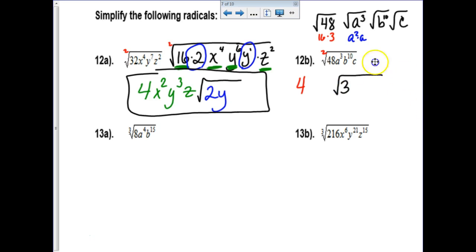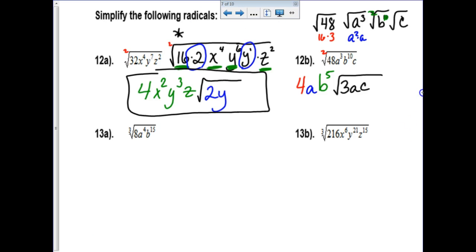Taking the square root of a squared, the a is going to hop out, but this extra a is stuck. And then the square root of b to the 10th is b to the 5th, with nothing left over. And then since c couldn't reduce at all, he's just stuck inside the radical. So that's another way to reduce the radicals, like one term at a time. I think I prefer this method technically, so it's up to you.